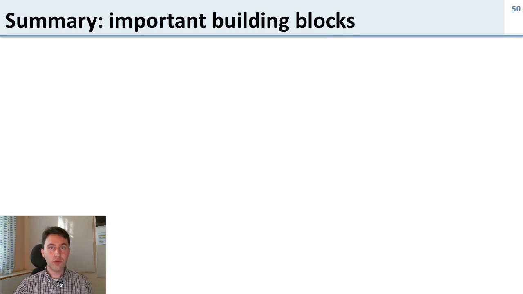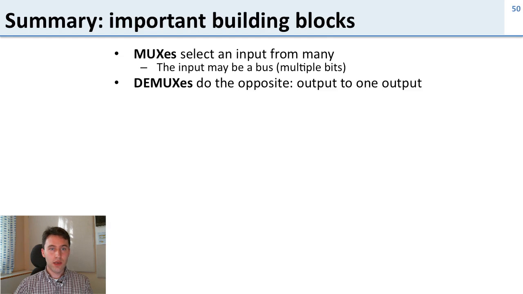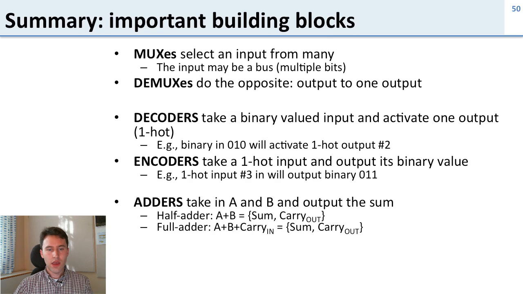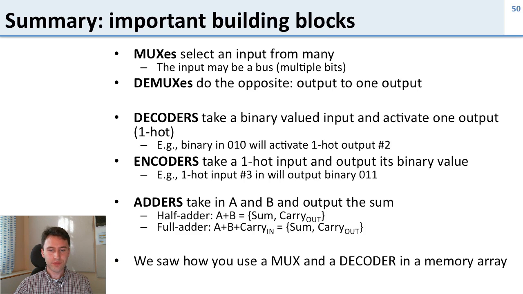So let's summarize these important building blocks we've talked about. So we talked about muxes and demuxes. These are for routing signals around. We talked about decoders and encoders. These convert between binary representations and one-hot encodings. And we talked about adders, a half adder, which is just A plus B, and then a full adder, which is A plus B plus a carry in. So we saw how to use some of these, in particular the mux and the decoder when we're building a memory array, and we'll see how to use adders in a little bit.